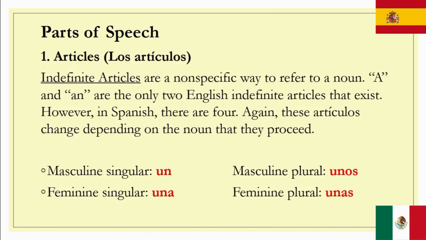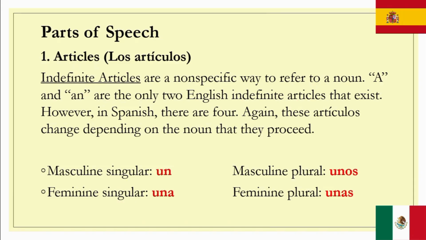Also, indefinite articles are a non-specific way to refer to a noun. A and an are the only two English indefinite articles that exist. However, in Spanish, there are four. Again, these articles, or artículos, change depending on the noun that they precede. So they must always agree with the gender and number: if it's singular or plural, if it's feminine or masculine.